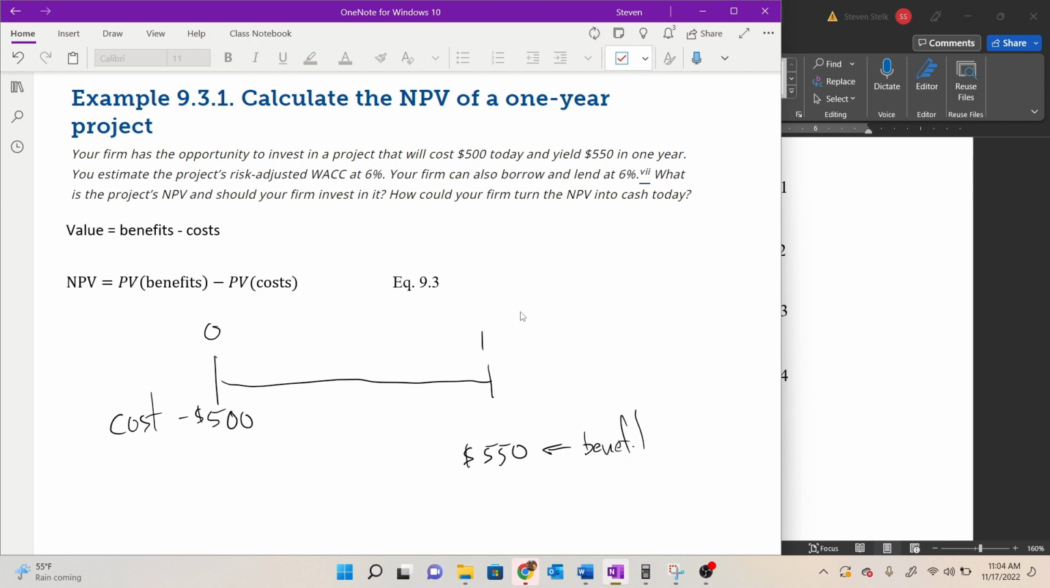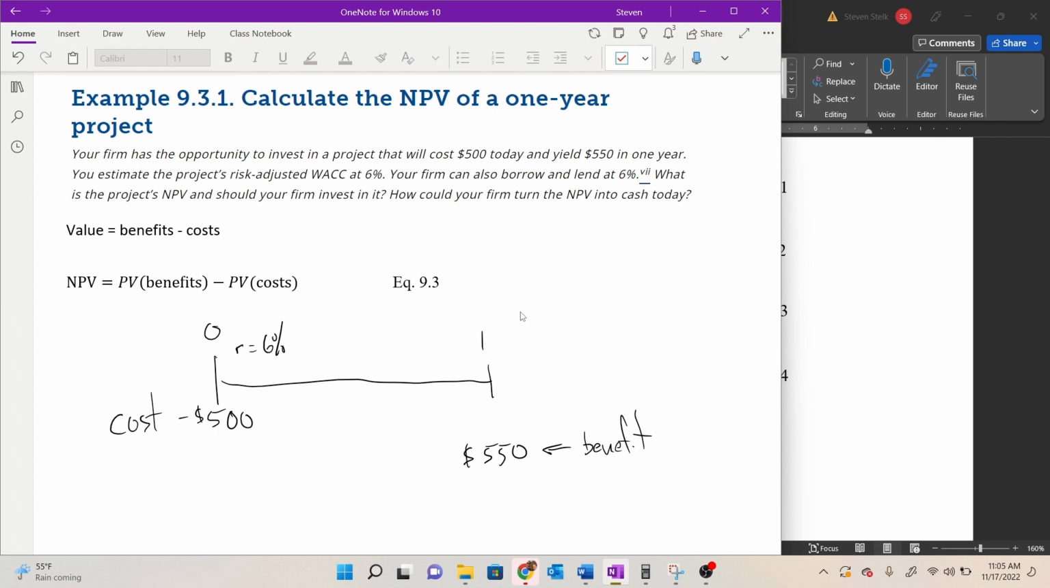And that is the benefit of the investment, or what we actually get if we were to give up the $500 today. And the other piece of information we have is that our weighted average cost of capital, our risk-adjusted WACC, in this case is 6%. So we'll put that up here. So that's the rate we want to use to do any time value of money calculations.